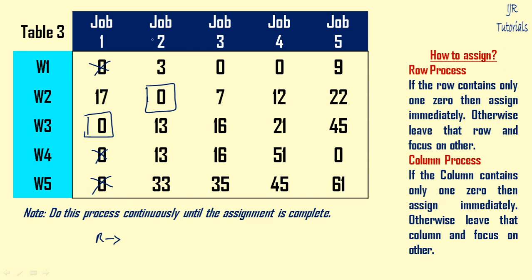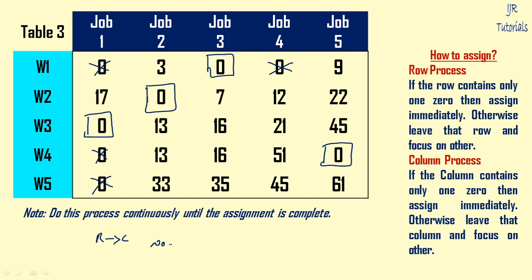Job 1 is already assigned, job 2 is already assigned. Job 3 has only one 0, so we can directly assign it. But in that row, W1, there is another 0, so we strike off that 0. Why? Because W1 is already assigned to job 3, so W1 is not available for job 4. That's the reason we strike it off. Job 4 has no zeros. Job 5 has only one 0. After completion of this, check whether any leftover zeros are there. There are no leftover zeros, so we complete the assignment and check whether this is non-degeneracy or degeneracy.